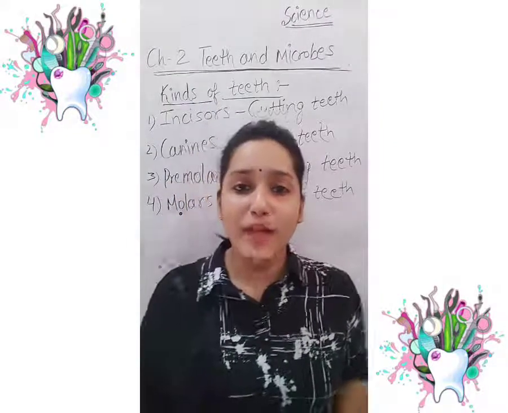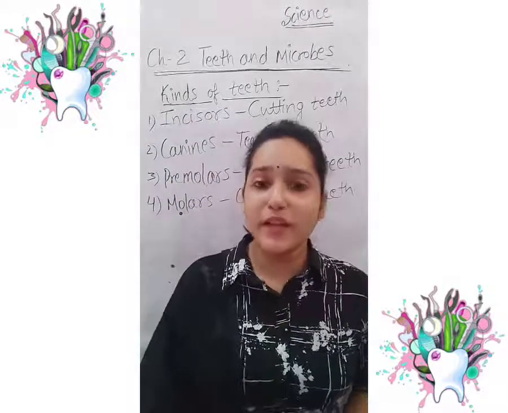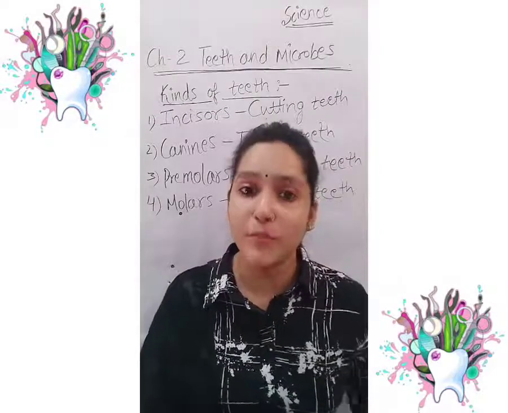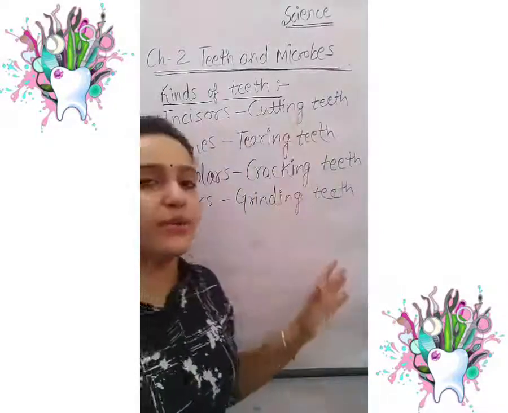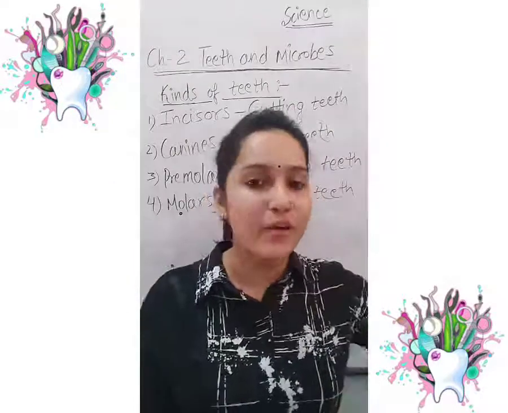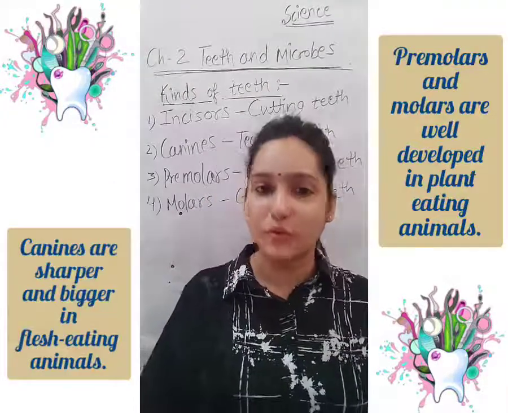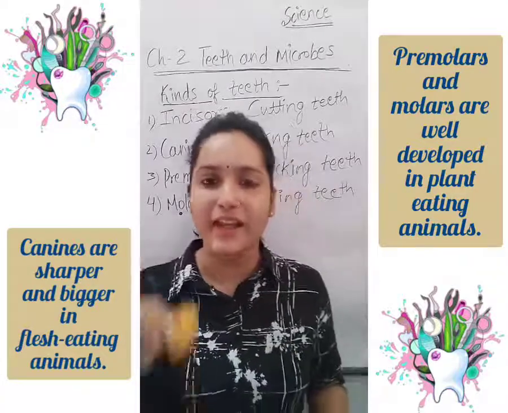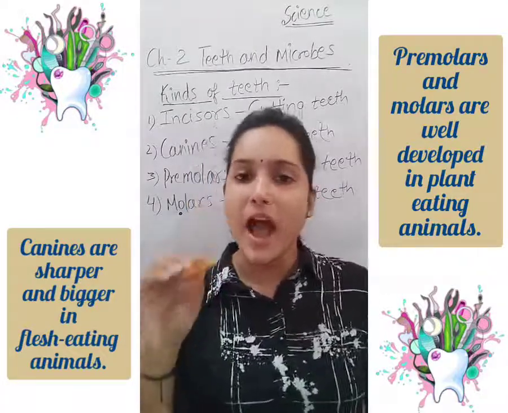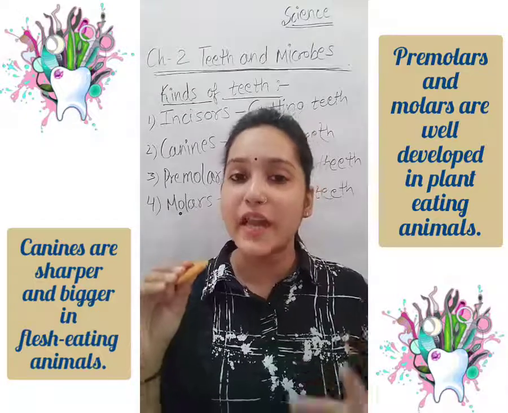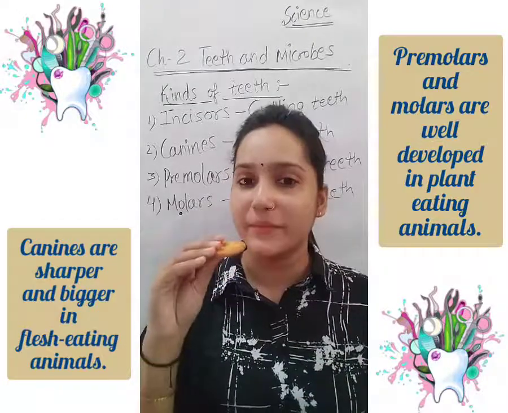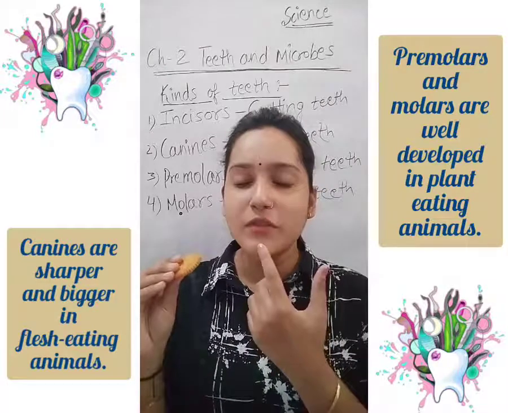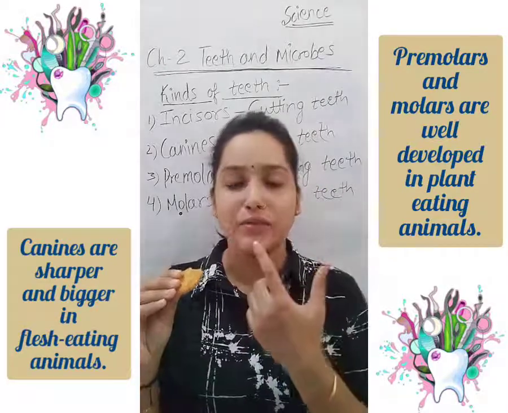So I hope you may be curious to know that whenever we eat something, which kind of teeth we use for which purpose, right? As I explained here about the kinds of teeth, now it gets clear. I'm going to show you one example in front of you to make things more clear. Like I have a biscuit with me, and just see which teeth I use for cutting down the biscuit, right? For cutting the biscuit, I use my incisors, right?